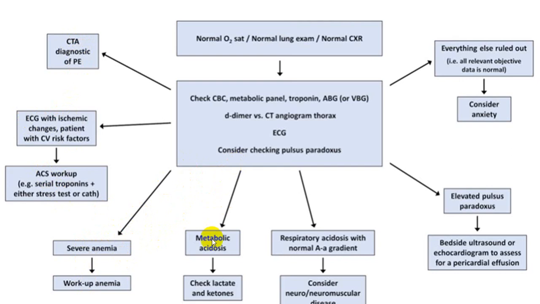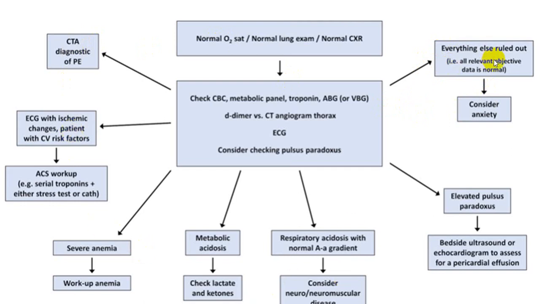Then a metabolic ABG will be helpful to find out metabolic acidosis, and you can rule out whether it is lactic acidosis, diabetic ketoacidosis, maybe salicylate poisoning, alcohol intoxication, etc. And if there is respiratory acidosis, you can go for a certain workup. If everything is ruled out, all these things are normal.